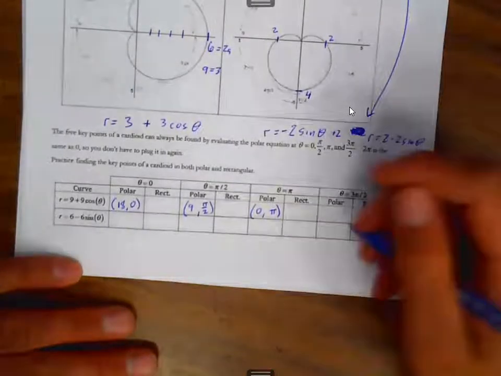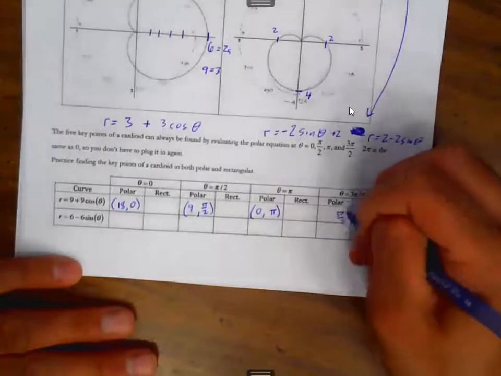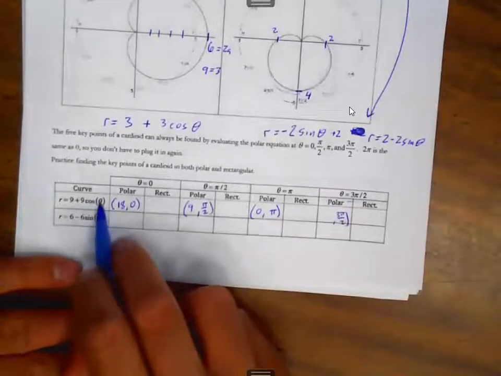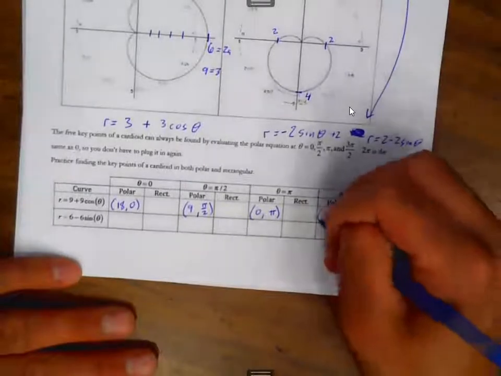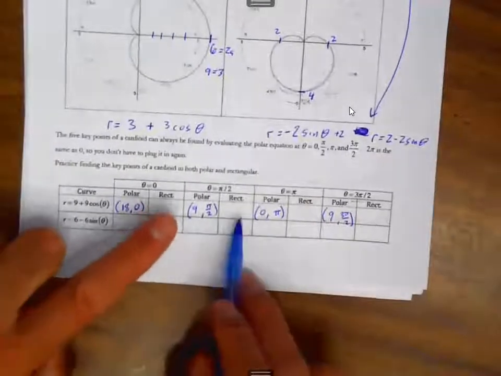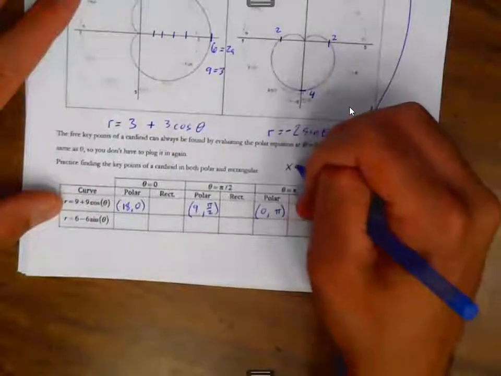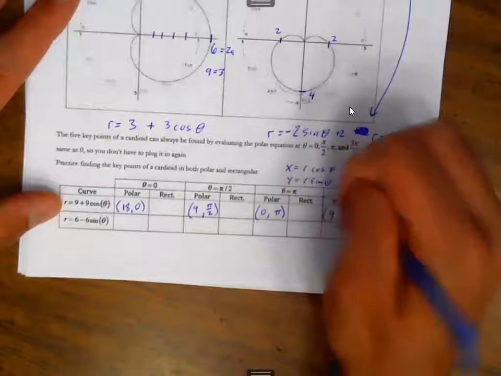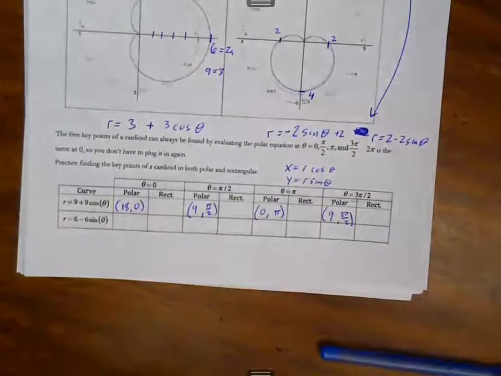And then if we plug in 3 pi over 2, the cosine is 0. So 9 times 0 is 0, plus 9 would be 9. All right, so now just take a second and convert these to rectangular. So remember x equals r cosine theta, y equals r sine theta, and that's what we're using to convert these. And then I'll show you the answers in 2 seconds. And I'm going to end this recording.